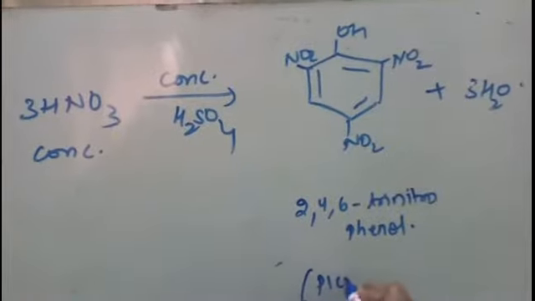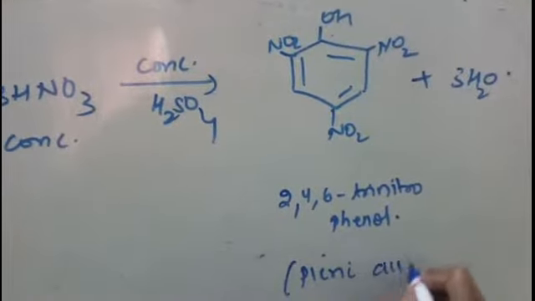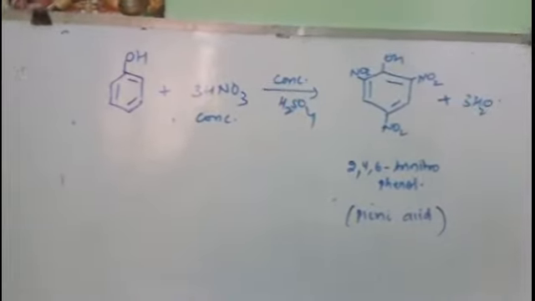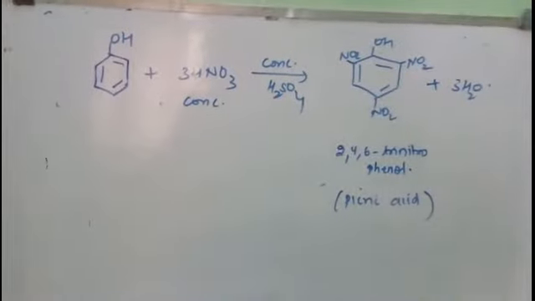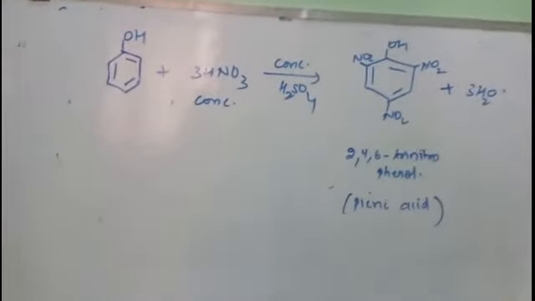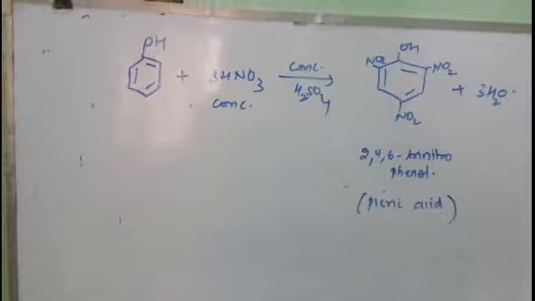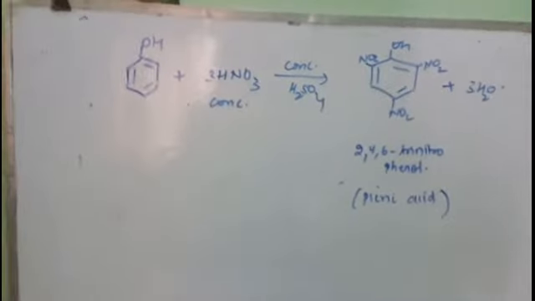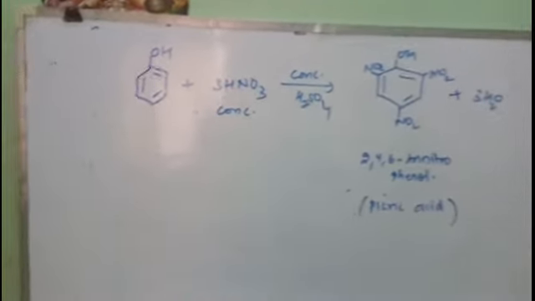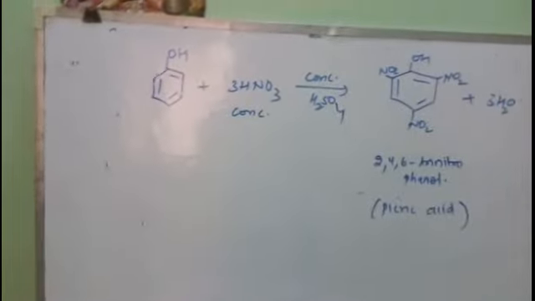2,4,6-trinitrophenol, also known as picric acid. So picric acid is formed with concentrated nitric acid or with nitrating mixture; this phenol produces picric acid, right? But with dilute nitric acid it produces ortho and para nitrophenol. But here the yield of picric acid is very low. Why is it very low? Because most of the phenol gets oxidized under the given condition.